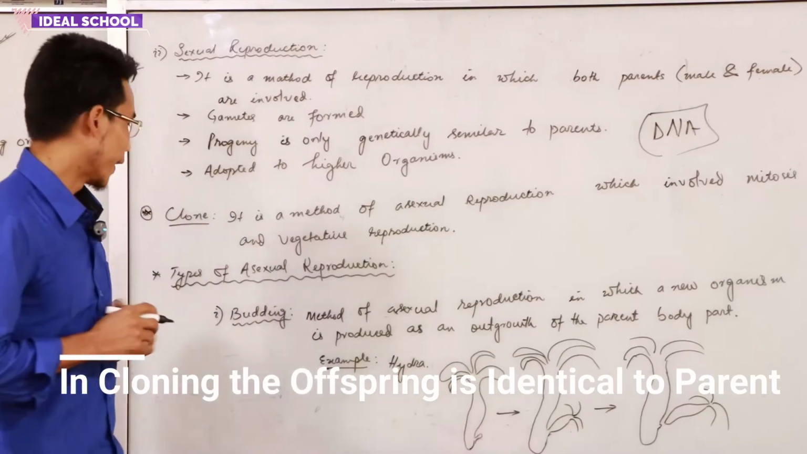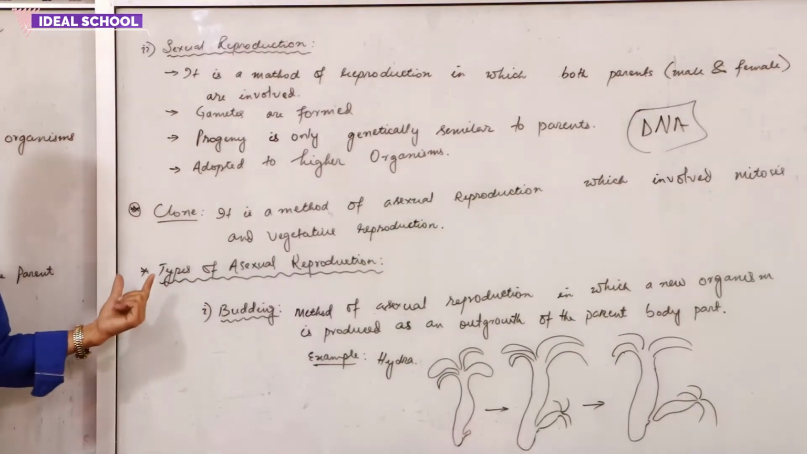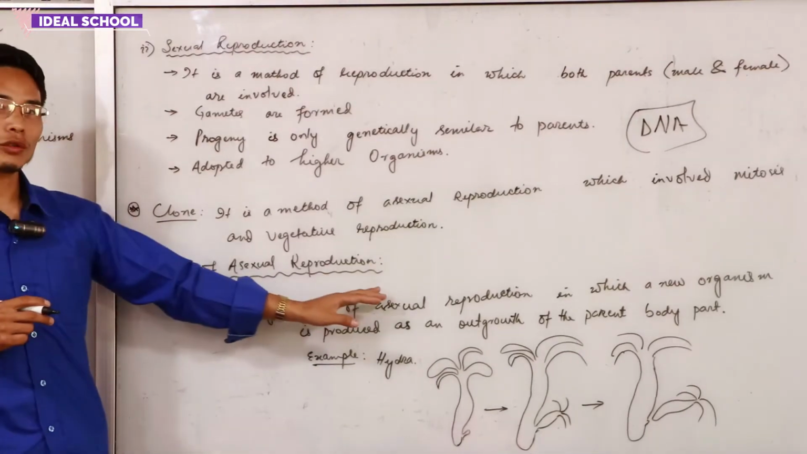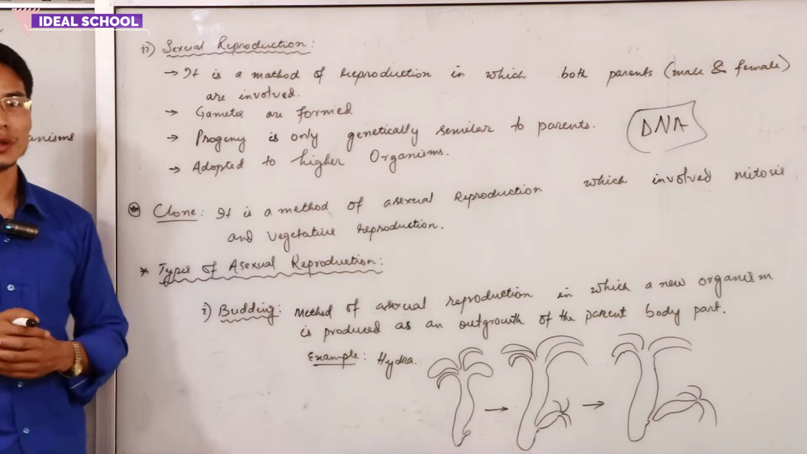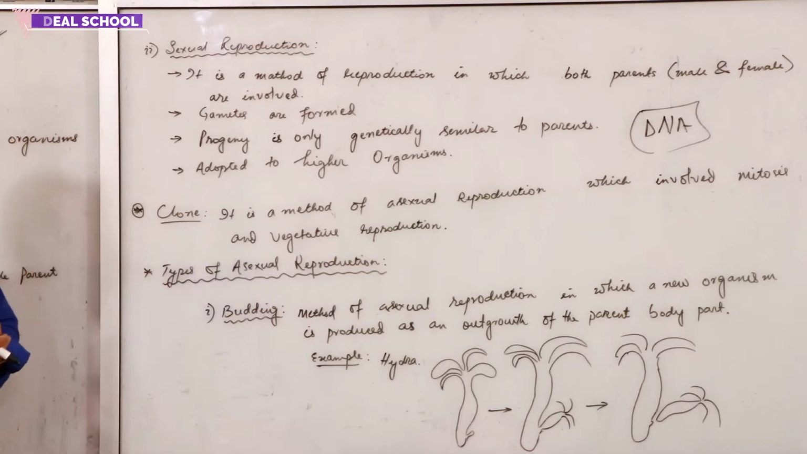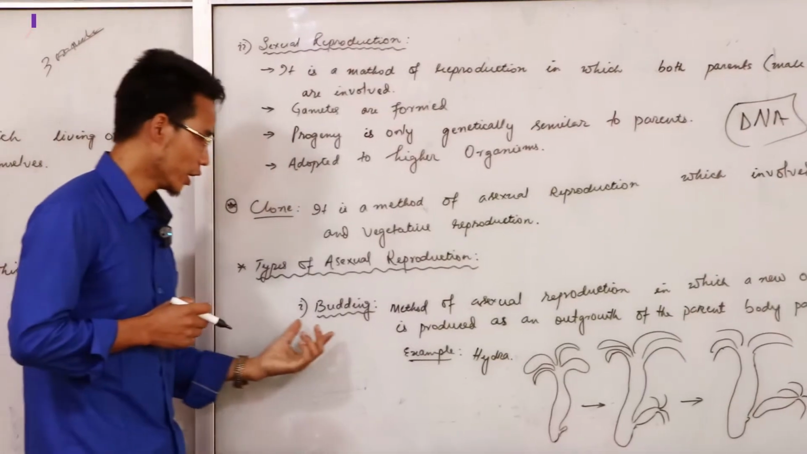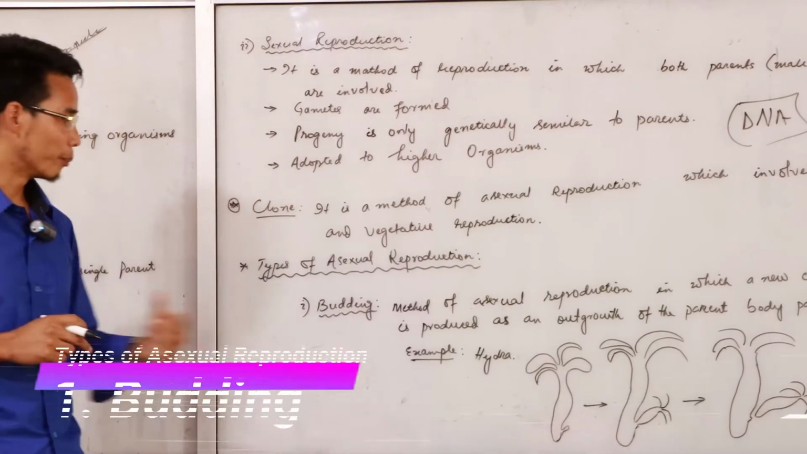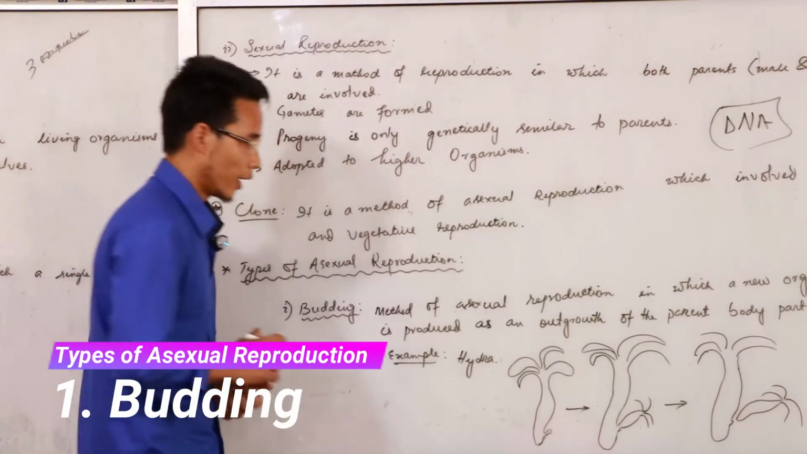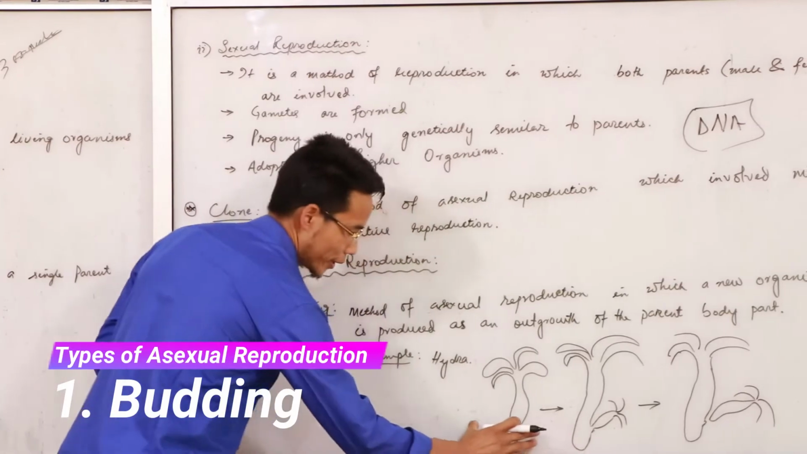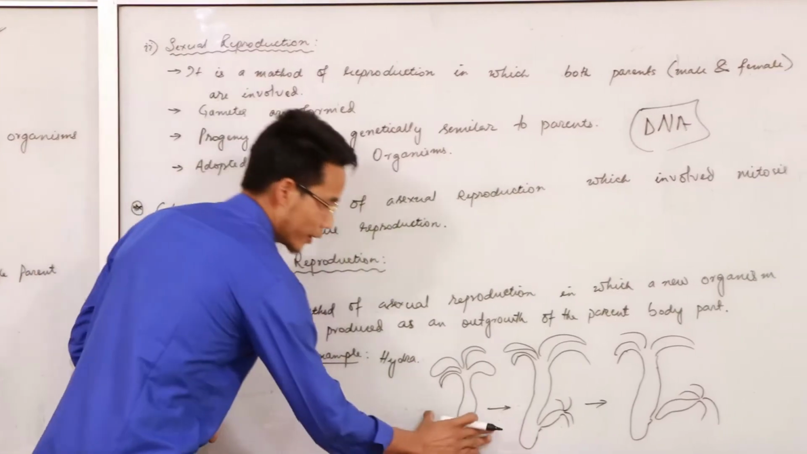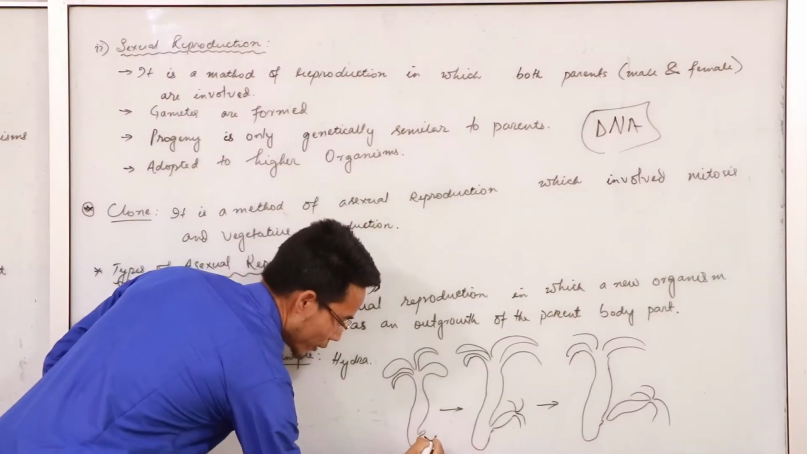Now we will discuss the different types of asexual reproduction. So today we will discuss briefly. Number one, budding. An example of budding is Hydra, and this is called a bud.